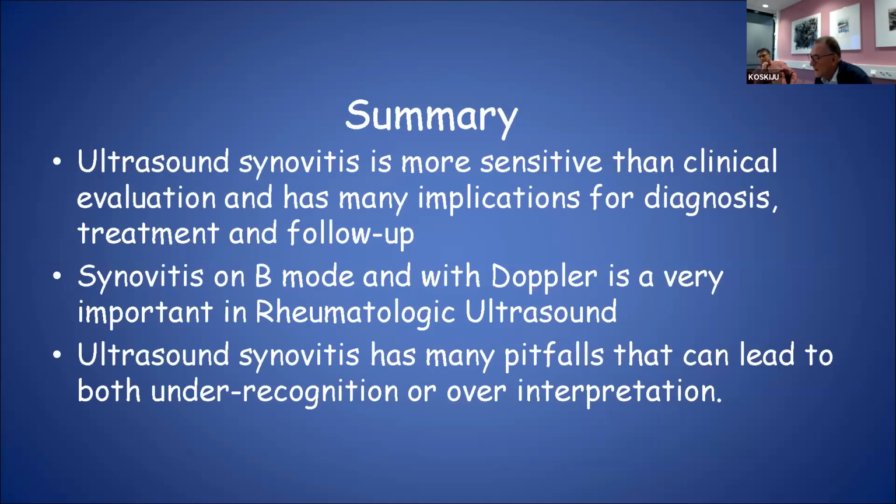So we are happy to have the last slide to summarize. Ultrasound synovitis is sensitive and is more sensitive than clinical evaluation and has many implications for diagnosis, treatment, and follow-up. B-mode and Doppler are very important in rheumatologic ultrasound. Ultrasound synovitis has pitfalls. You have to take this into account, and that can lead to under-recognition or over-interpretation in some cases. But to conclude, I would like to say that ultrasound is much more efficient than if I'm working without it. That's the final word. Thank you.